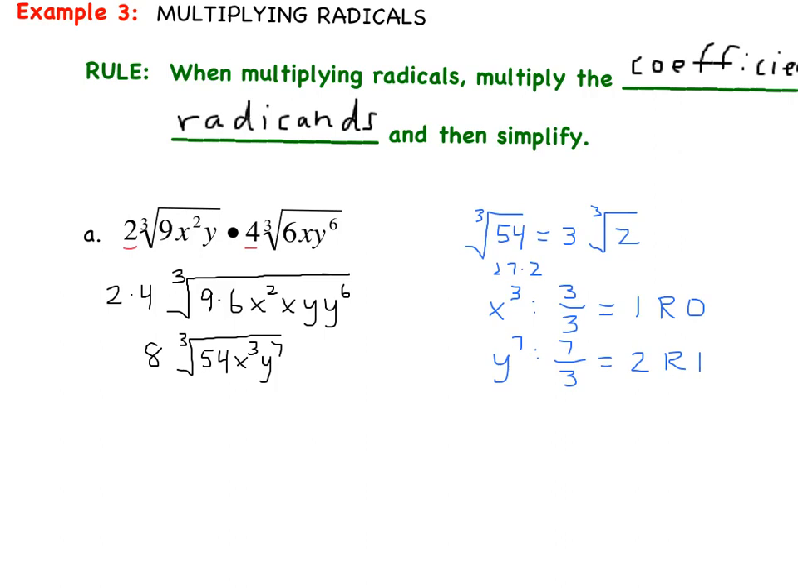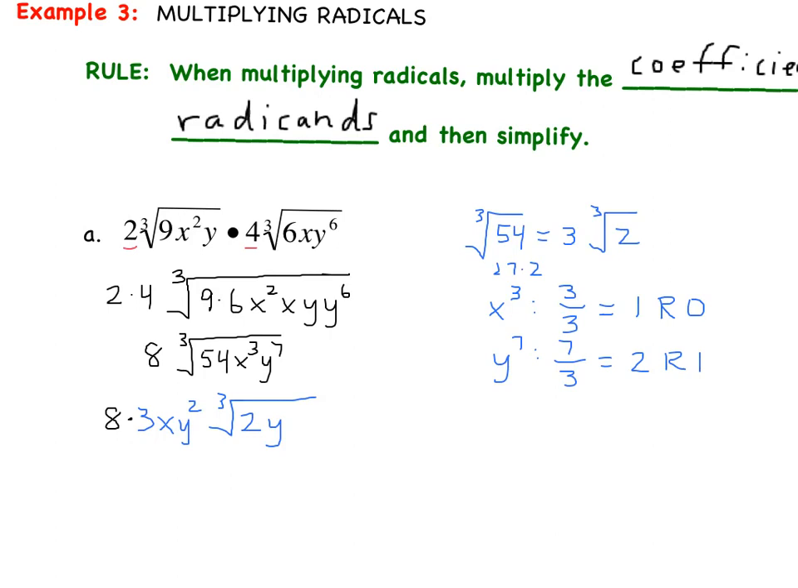Okay, so cleaning everything up, we still have this 8 out front. We're going to multiply it by this 3 that we got. And what remains underneath the radical? So the cubed root, we start with a 2. The number of x's that come out, we take a look. 1 x comes out, and 0 x's remain. And for our y's, we get 2 y's come out, so y squared, and then 1 y remains underneath.